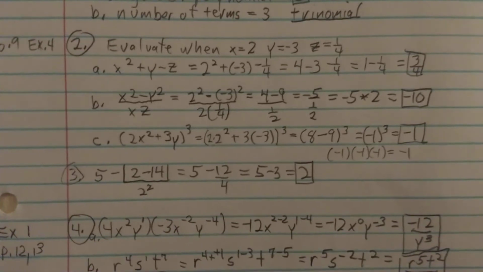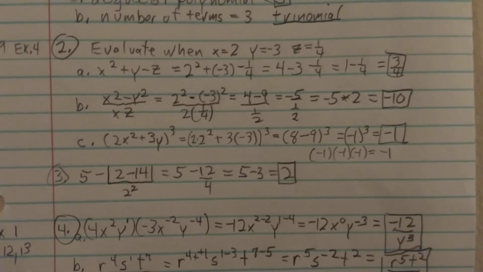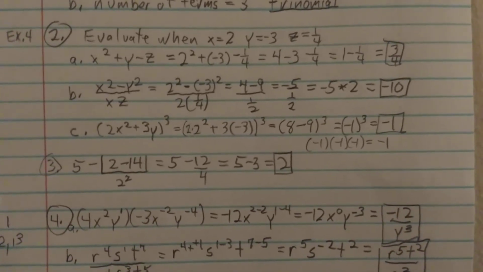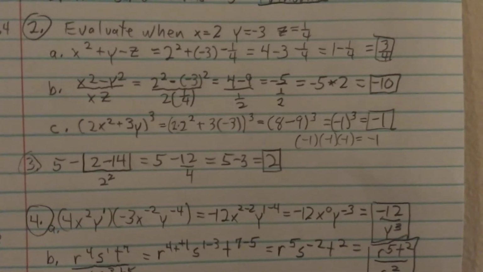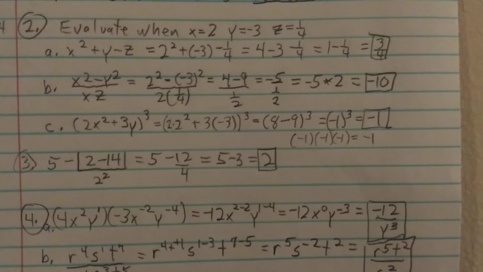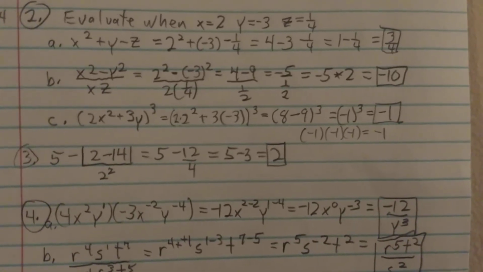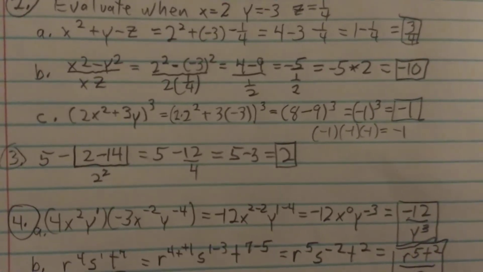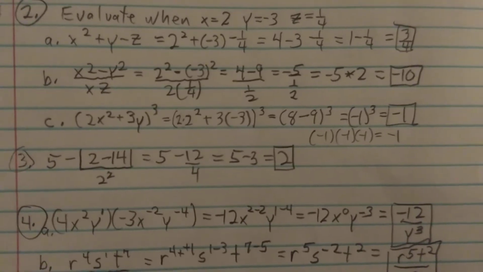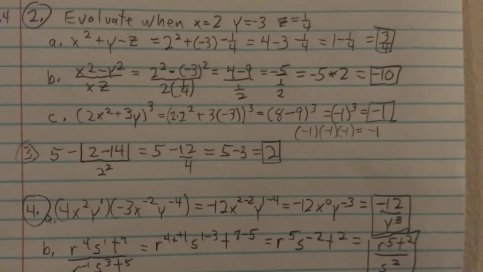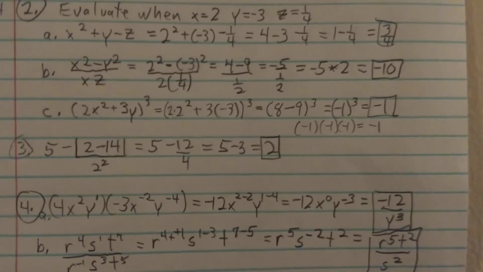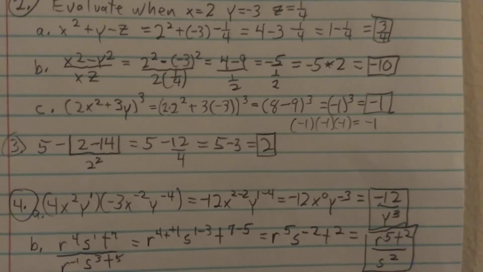Now, for problem 2, we want to evaluate the three expressions when x equals 2, y equals negative 3, and z equals 1/4. So plugging in the numbers for x squared plus y minus z, we would put in for x 2 squared plus minus 3 for y minus 1/4 for z, giving us 4 minus 3 minus 1/4, or 1 minus 1/4 is 3/4.